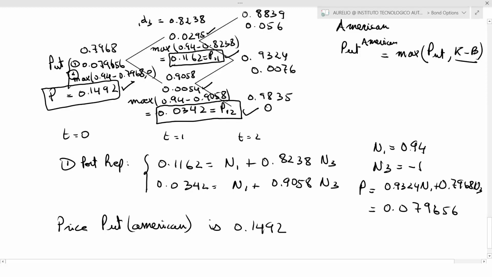And as you saw in the 3 cases, this one here and this one here, we exercise the option. Why? Because we take the maximum between the put price that is coming from the replicated portfolio and the exercising of the option at that point in time, which comes from K minus B, the strike minus the bond price.